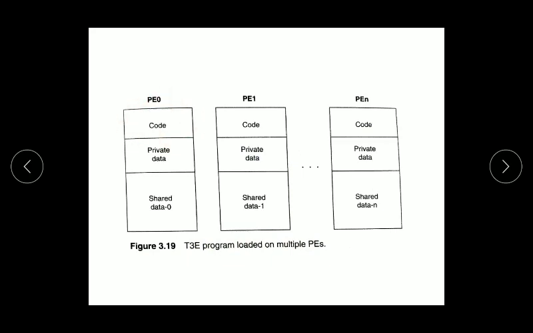PE0 has a code section, a private data section and shared data 0. Shared data 0 means it is local to PE0 and global to PE1 and PEN. Each and every processing element has its code section as well as a private data section. This is private data and this is shared data. This data can be shared by any other processing element, whereas this private data cannot be shared between PE0 and PE1. Similarly, PE1 has its private data and shared data. The shared data 1 can be shared by PE0 or PEN, whereas private data cannot be shared. This is about the Cray MPP linker.